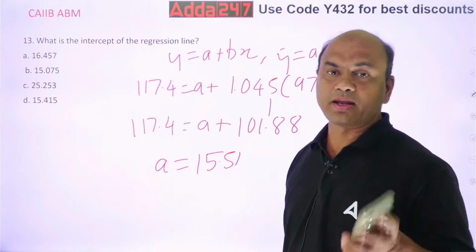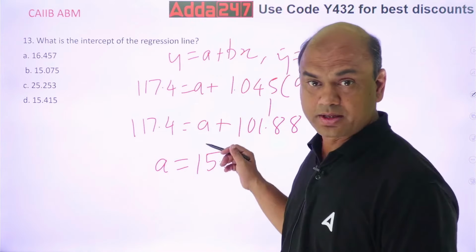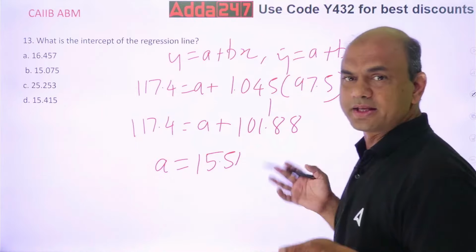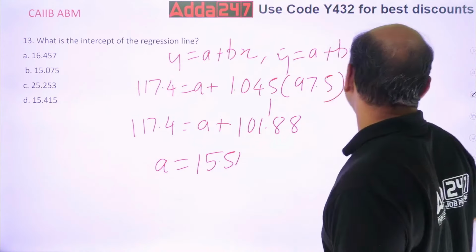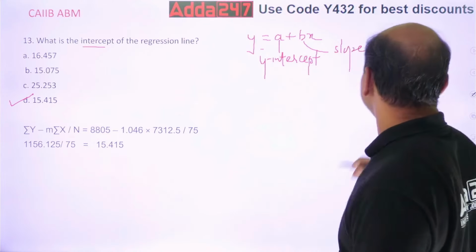You always require A and B. Both are to be found out. These numericals are very important. You'll get the same numerical in the exam. Definitely you'll get it.